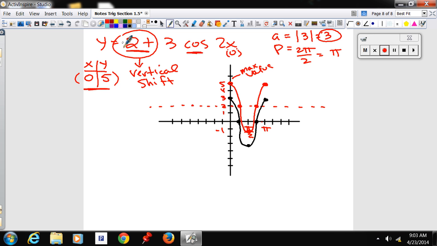Okay, so that's what that 2 plus does in front. It vertically moves it up. What if it was negative 2 plus? Then it would shift it down. So that's the vertical shift, when you have something in front. All right, that was part 2 for your graph.